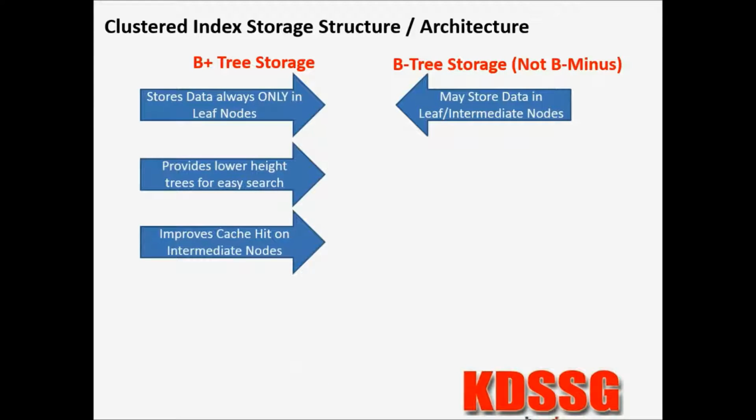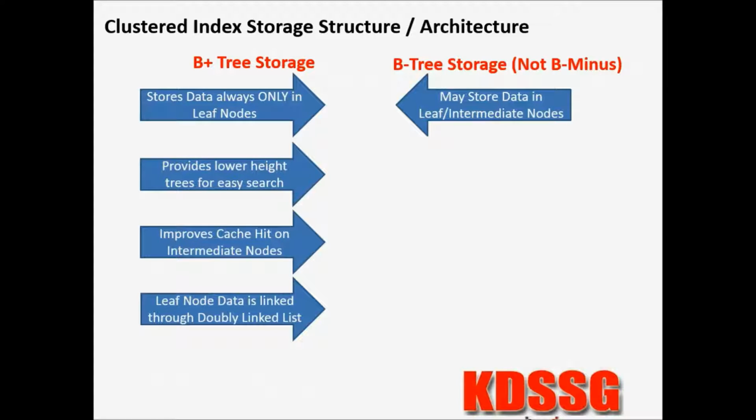And we also improve the cache hit ratio. Now, what do we mean by cache hit ratio? Intermediate pages are also kept in the RAM buffer pool. If you reduce data from intermediate pages, buffer pool utilization can be increased and the buffer pool can be utilized well. That's one more advantage we have if we use B plus trees.